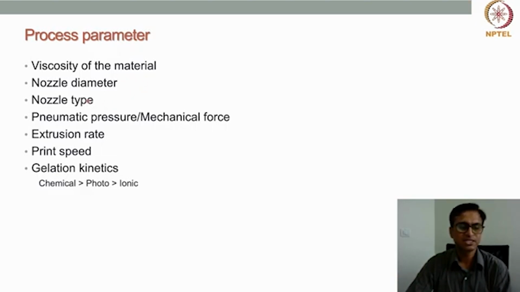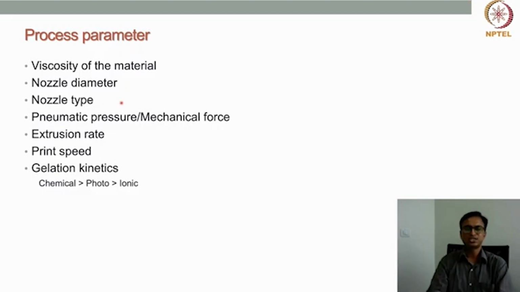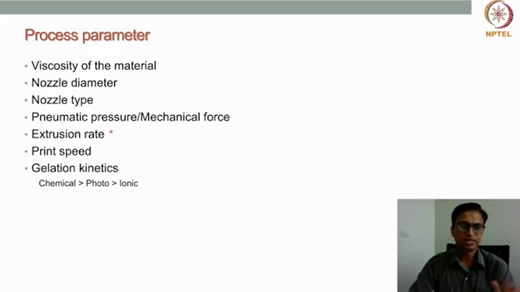Nozzle type is another thing. We can use either straight nozzles or tapered nozzles. It has been found that when we use a tapered nozzle, the shear stress is generated only at the tip of the nozzle. In case of a straight nozzle, the shear stress is generated across the wall of the nozzle. So we can choose different types of nozzle based upon our requirement.